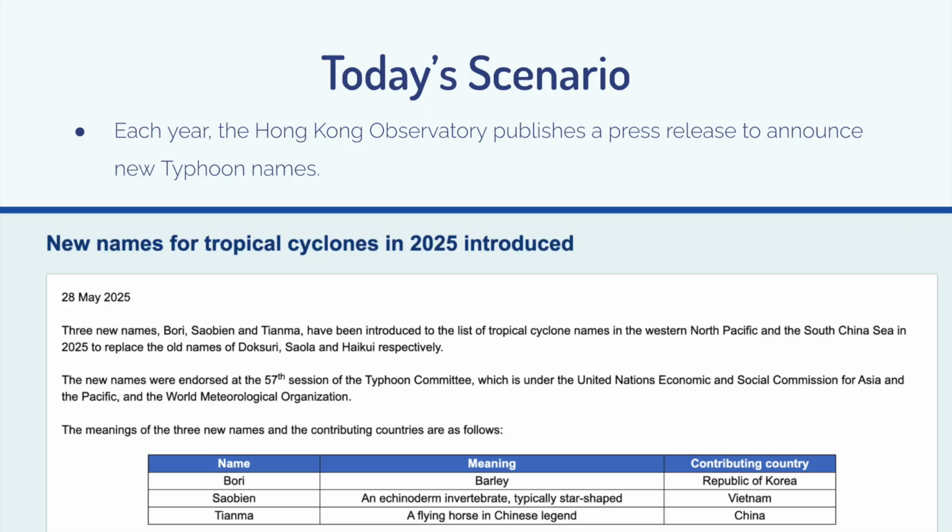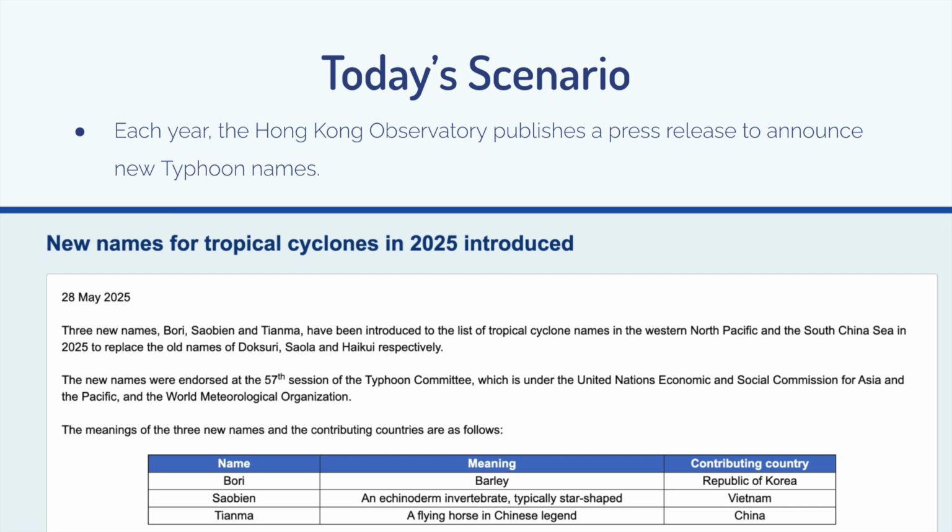Let's now look at the scenario we'll be working with today. In the western North Pacific region, typhoon names are reused in cycles, using a list of 140 names submitted by 14 different countries and regions. However, if a typhoon causes serious damage or casualties, its name will be removed from the list out of respect for the victims and to avoid future confusion. When that happens, the Typhoon Committee also introduces a new name to replace the one that was retired.